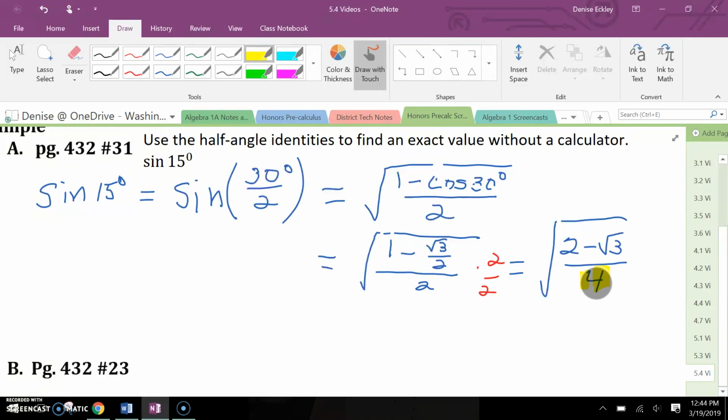And then there's one less simplification. The square root of 4 is a perfect square, so I can take that out as a half. So my final answer will look like this. So the sine of 15 degrees is going to equal 1 over 2 times the square root of 2 minus the square root of 3. And yes, you are going to have the double square root, but this is the simplest form for the answer.